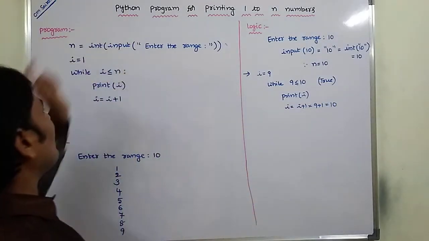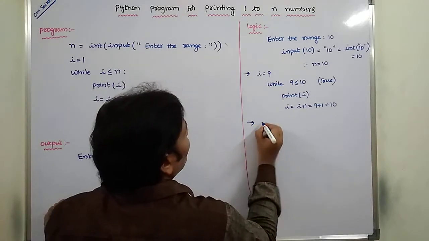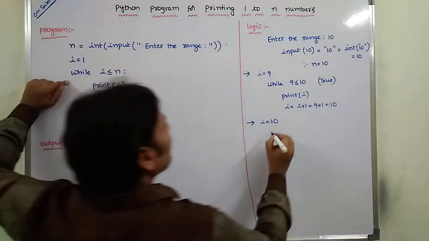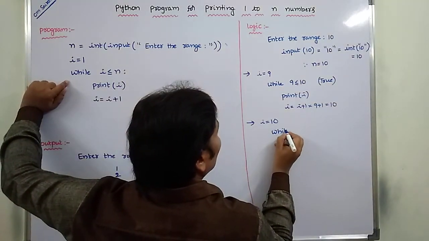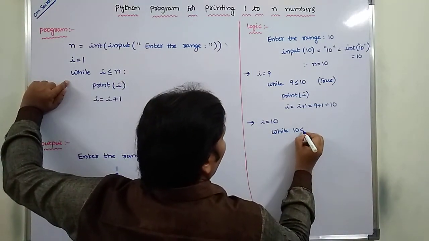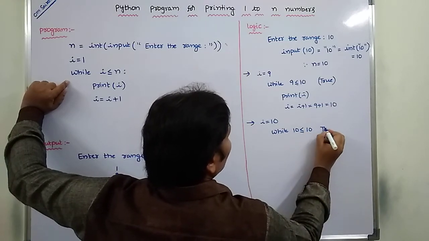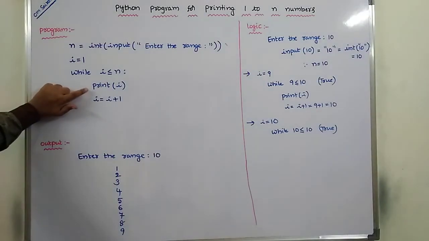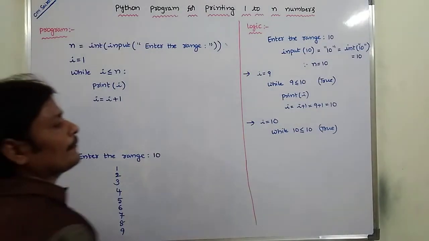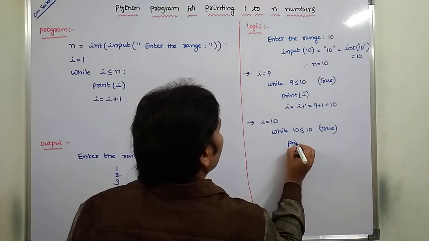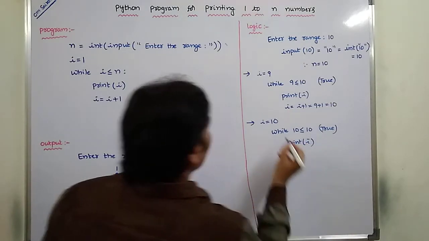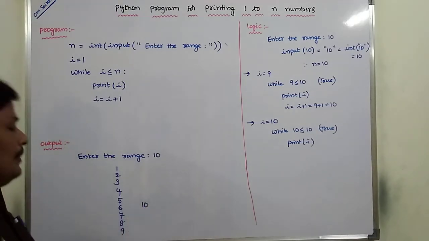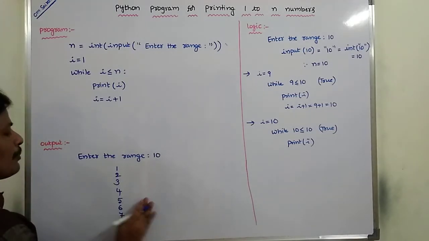Okay. Again control goes to the while loop. Now I is equal to 10. Okay. Now while I less than or equal to n, I value 10, n value 10. 10 less than or equal to 10, that condition is true. Okay. If the condition is true, the control goes to the body of the loop. So now print of I. So I value is 10. So now I value 10 is printed.